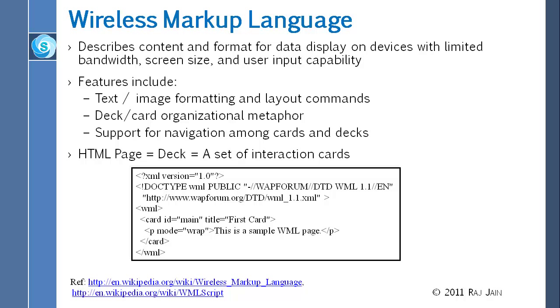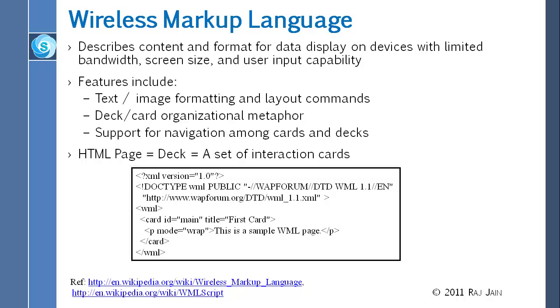Describes contents, formats, and data display on devices with limited bandwidth, screen size, and user input capability. So that is what WML is for. It can describe text and images, layout, just like HTML does, but it has a card metaphor, and then somehow there is a translation of that card to your device.